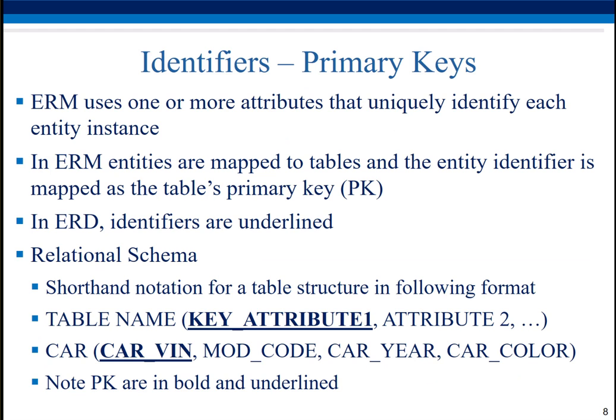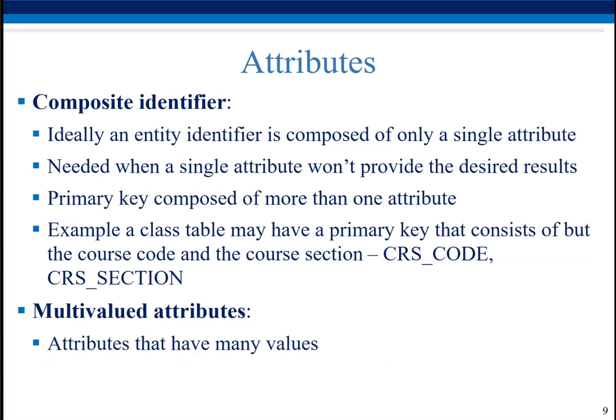And then, of course, entities are mapped to tables, and the identifier is mapped to the primary key. In an ERD, the identifiers are underlined. And here's a new term, relational schema. Basically, it's just shorthand. So you have a table name, a key attribute. Notice the key attribute is bold and underlined, and then the rest of the attributes. And then for car, you have the car VIN. And again, notice that the PK is bold and underlined. If you haven't figured it out, PK stands for primary key.